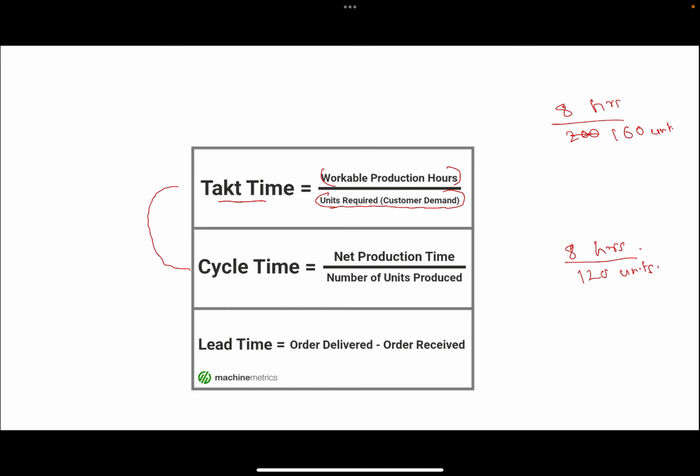Another terminology is the lead time, that is the time of delivery minus the time at which you ordered it. So that is the lead time taken for an order to be delivered.